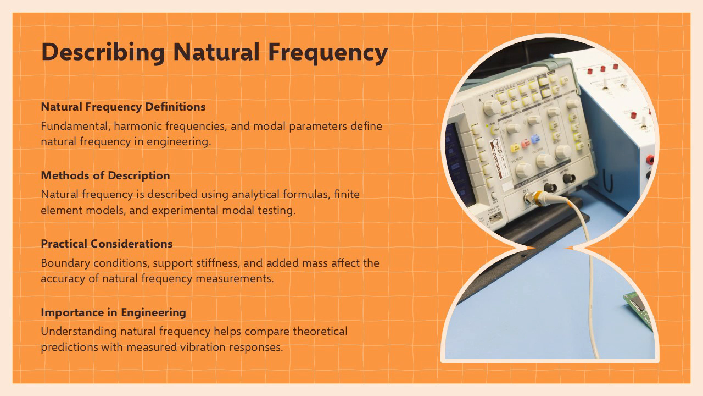The slide explains how natural frequency descriptions are essential when comparing theoretical predictions with measured vibration responses during field investigations. Practical considerations such as boundary conditions, support stiffness, and added mass effects are included to help engineers understand deviations between expected and observed natural frequencies. This detailed explanation assists in building a comprehensive foundation for the upcoming section on mass-stiffness interactions.